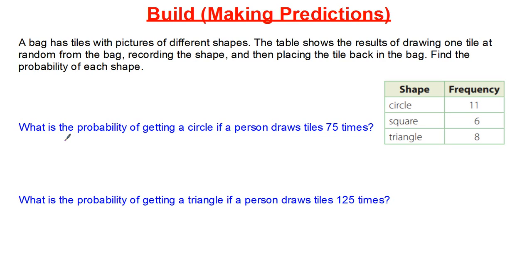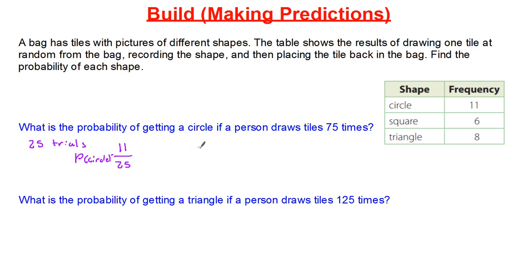So what is the probability of getting a circle if a person draws tiles 75 times? First I have to figure out what my total is. 11 plus 6 is 17, and then 17 plus 8 gives me a total of 25. So I have 25 trials here. Now I want to figure out the probability of circle. Circle is going to be 11 out of 25. This is the experimental probability for circle.